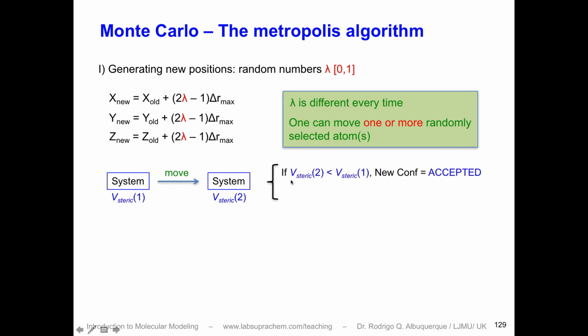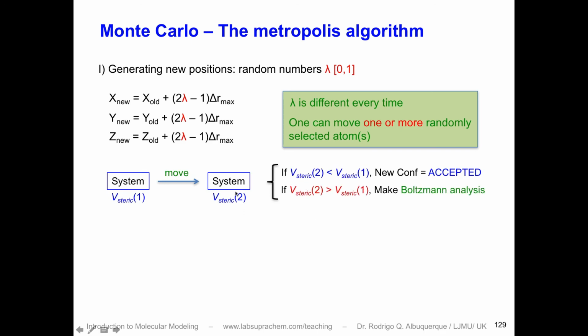And now, if the new potential energy is smaller than the previous one, this new configuration is accepted. So we consider this new configuration when we are going to compute properties afterwards. So we just save the new positions. And then we repeat, we keep moving the atoms again.